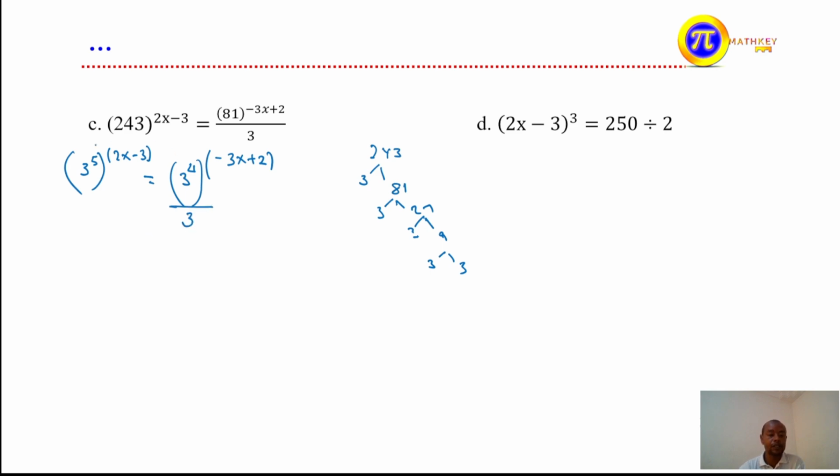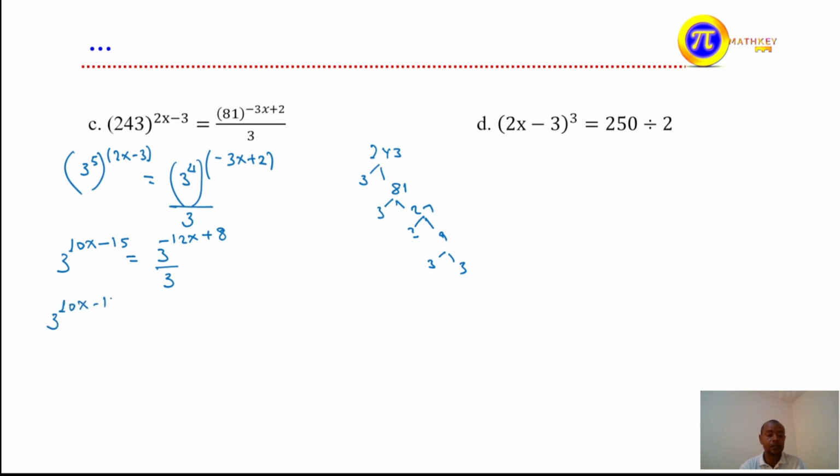So here we have exponents, so take the product of the exponents on both sides. This is equal to 3 to the power of 5 times 2x, that is 10x, 5 times negative 3, that is negative 15, which is equal to 3 to the power of 4 times negative 3x, that is negative 12x, plus 4 times 2, that is 8, over 3.